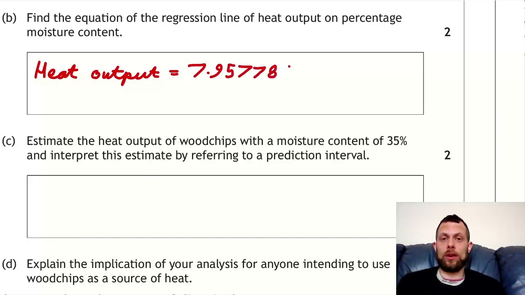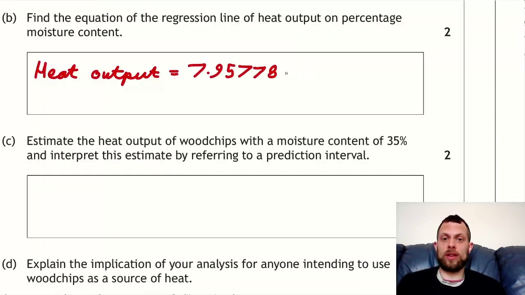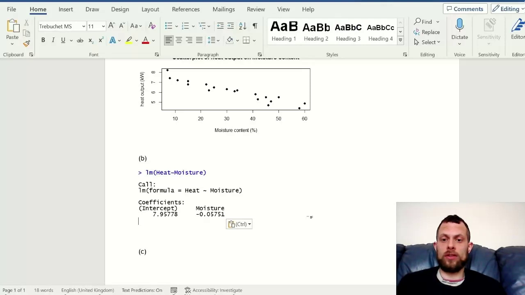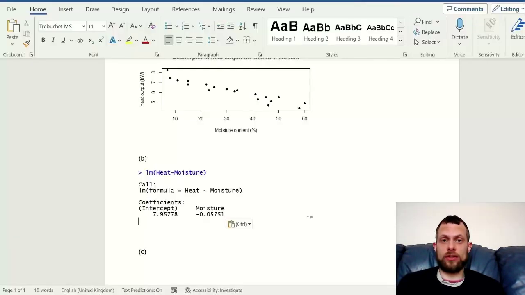And then you'll add on the second number multiplied by the variable. Now in this case, the second number is minus 0.05. So we can simply just say minus 0.05751 multiplied by moisture. And that is the equation of the regression line.